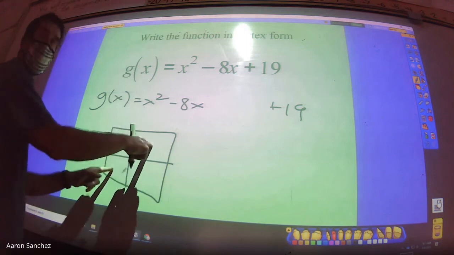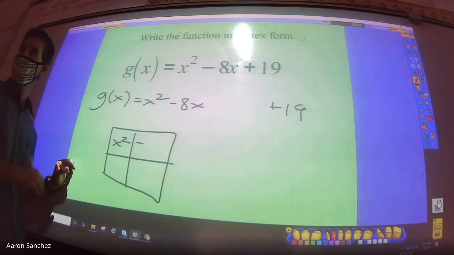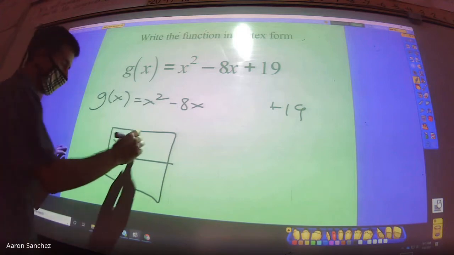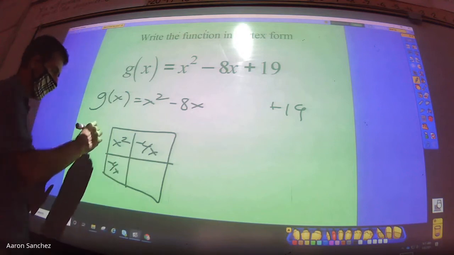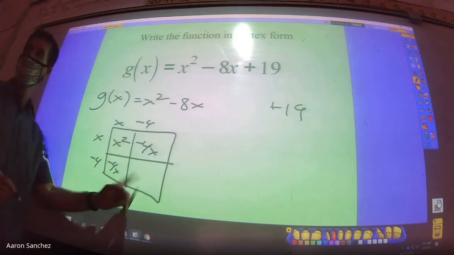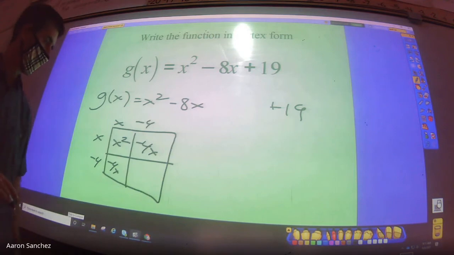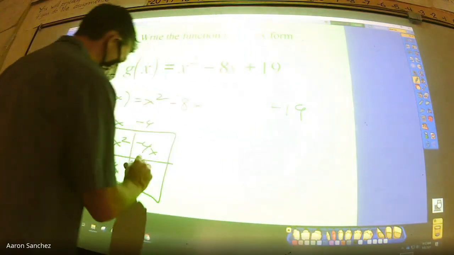X squared. I take my 8x, I split it up, right? I get negative... What am I going to put in that box? Somebody yell it out. Negative 4x. Negative 4x, right? So then I go x, negative 4, negative 4. What's my magic number? Tell each other what the magic number is. Go. What do I put in there? Very good. Positive 16. I just want to know if you guys are with me.